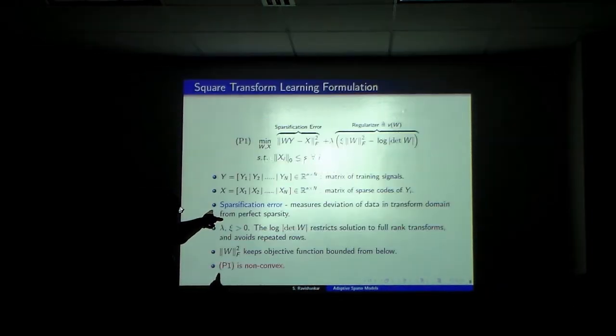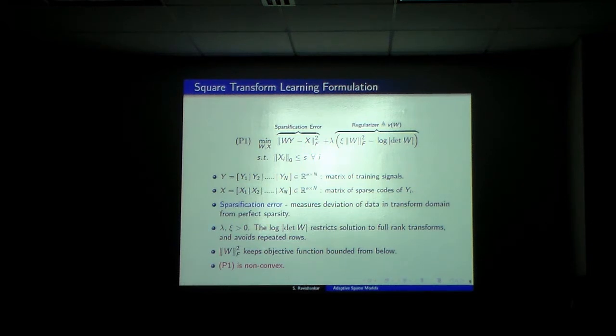So this term over here, W y minus x, is kind of linear in the transform W and x. Whereas if you look at dictionary learning, the alternative model, you have something like y minus D times x, where D and x are both unknown. So you have a kind of bilinear problem. So it's a more complex problem, and this is a much simpler problem. So we take advantage of that and get faster solutions and better guarantees.